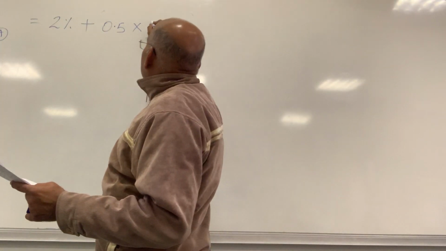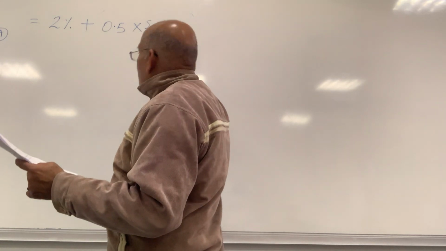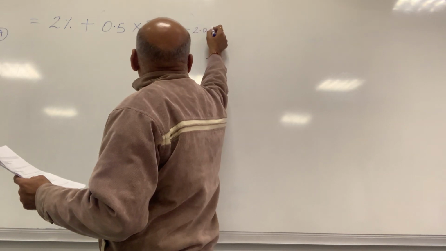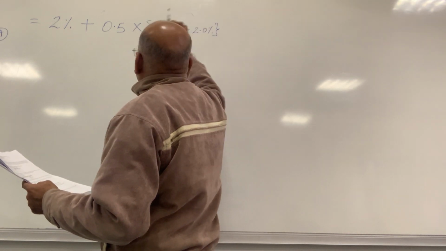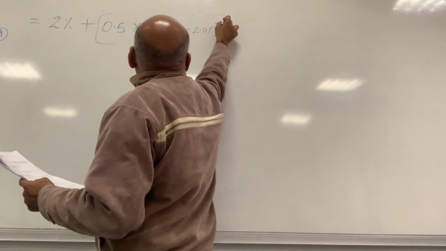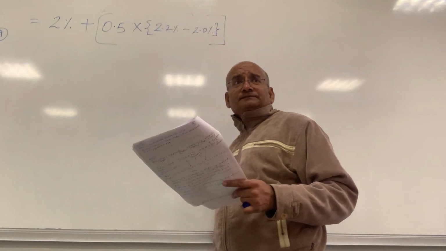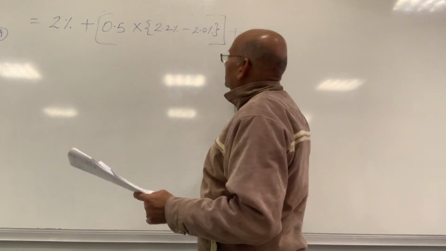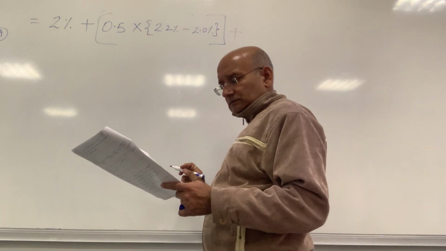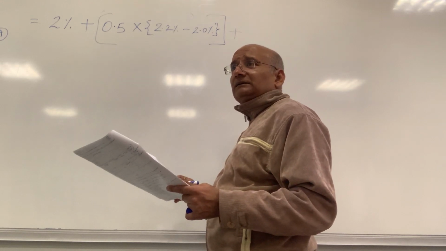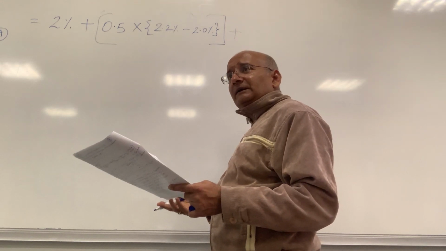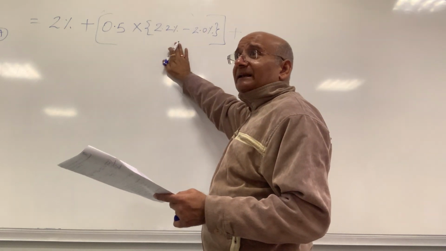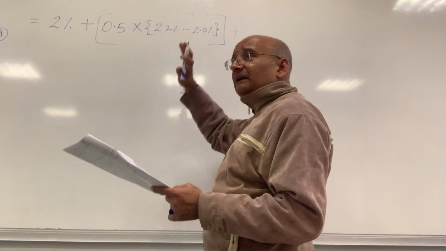So I am writing here surprise, 2.2% minus 2.0%. This is the surprise. It's clear? Forecast means expected. But keep in mind, we have to write actual minus expected. If you reverse it, then the wrong answer will come.